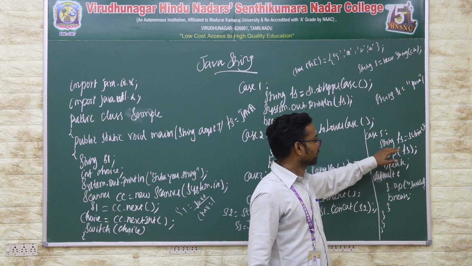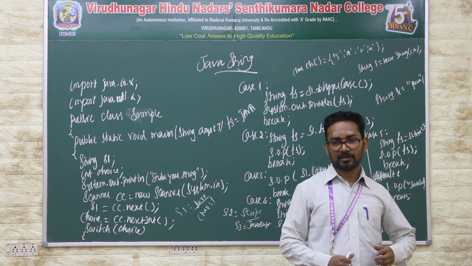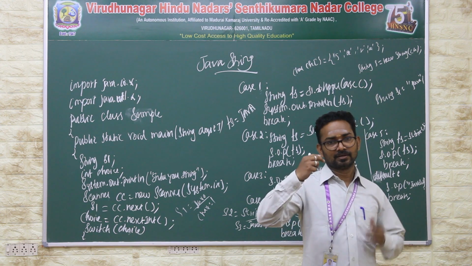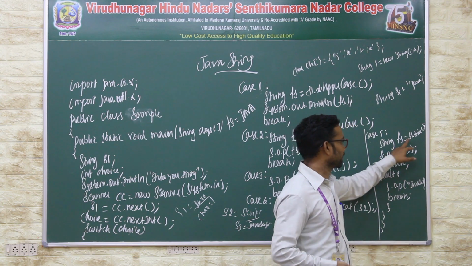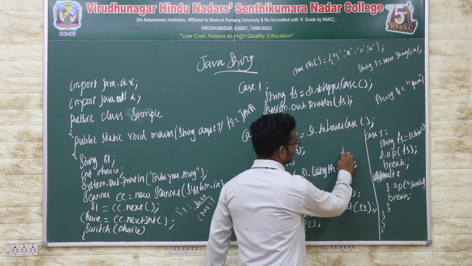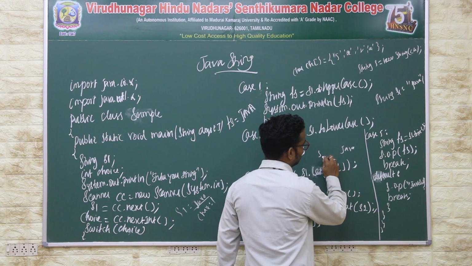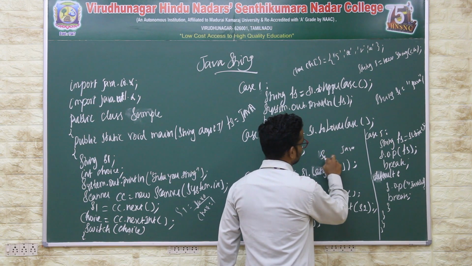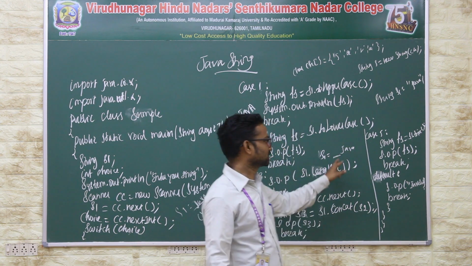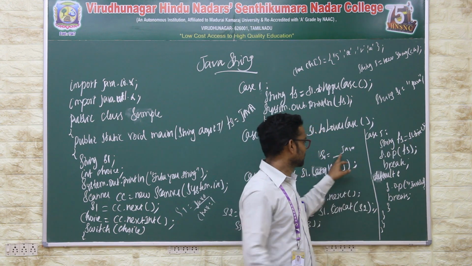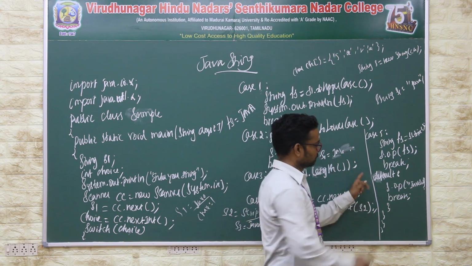Next, another choice: string fs equal to s1.trim. The trim method is used to remove white space. Suppose s1 is Java with a space; the trim method removes the white space, and then it displays Java. Then break.